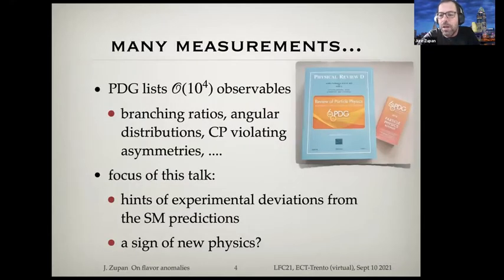If you open the PDG, there are many observables, and a big majority of those are related to flavor observables. So many rare decays, branching ratios, angular distributions, CP violating asymmetries, and so on. Out of this really huge set of data, there are a few which are potentially showing deviations from the standard model. That's where we'll focus in this talk. And the big question that we all have is whether this is a sign of new physics.